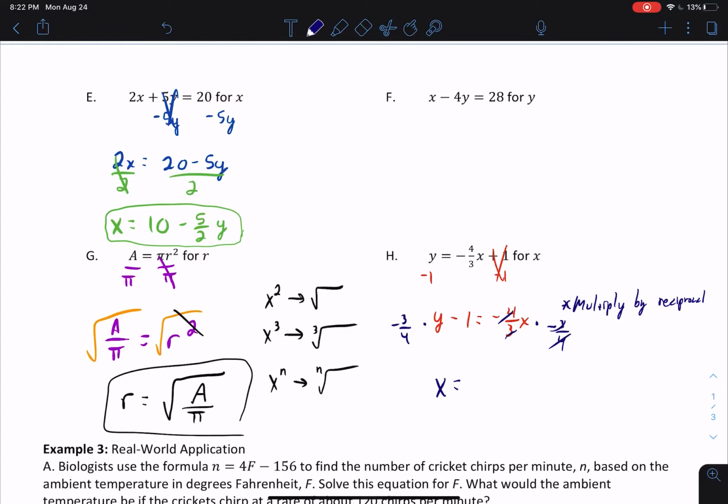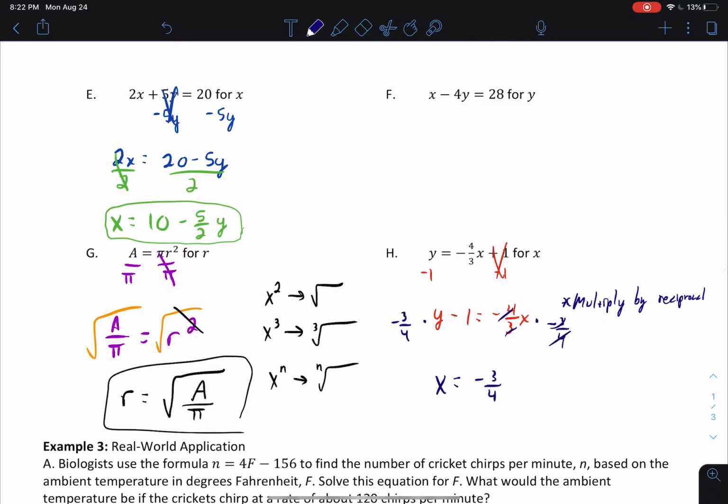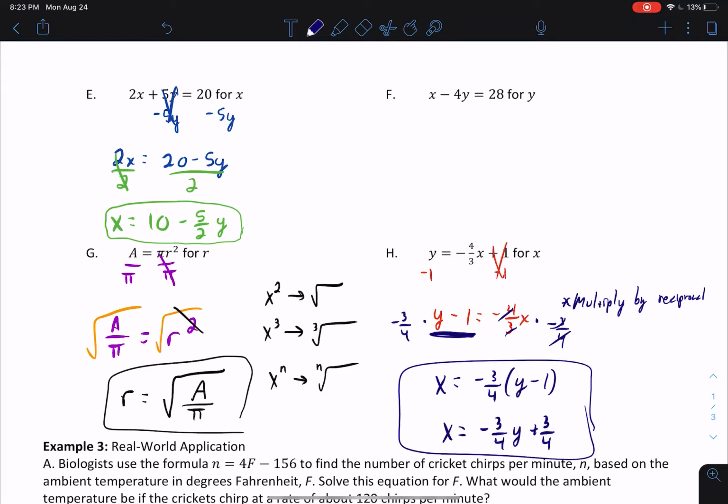But on the other side, we have negative 3/4, and that is multiplying the entire left-hand side over here, the entire y minus 1. So I have to remember to put that in parentheses, okay? Because we're taking negative 3/4 and we're multiplying it by the entire thing, y minus 1, okay? We could also distribute it and get x equals negative 3/4 y plus 3/4. Both of these would be appropriate answers, okay? Because we can't simplify anything more than that.